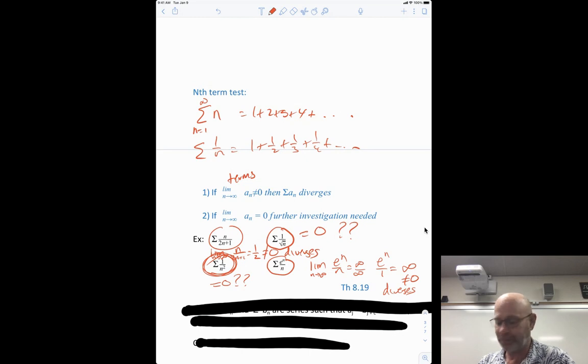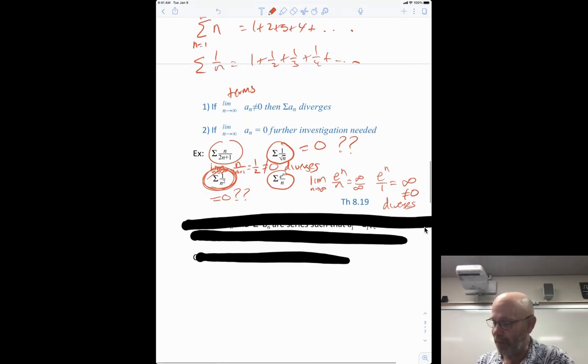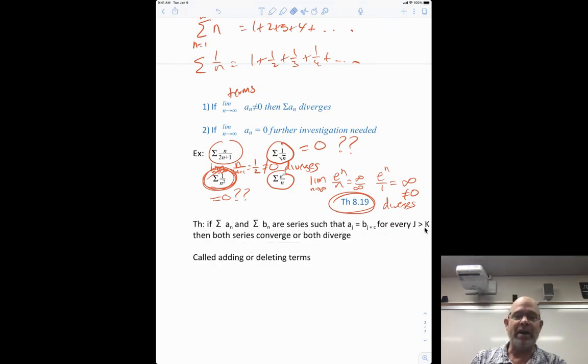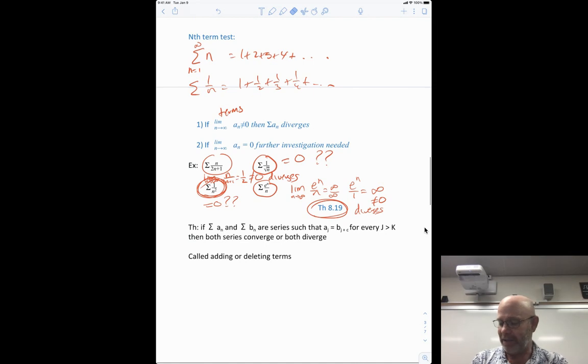All right, now that theorem 8.19 is kind of hiding, here's theorem 8.19. I kind of mentioned this before. Theorem 8.19 says if a sub n and b sub n are both series, and a sub j equals b sub j plus c for every j greater than k, then both series converge or both diverge. That sounds very confusing, right? You're like, what the heck is he talking about right now? So I don't really want to worry about that language. I'm just going to tell you what it means. This is called adding or deleting terms. What it means is this.